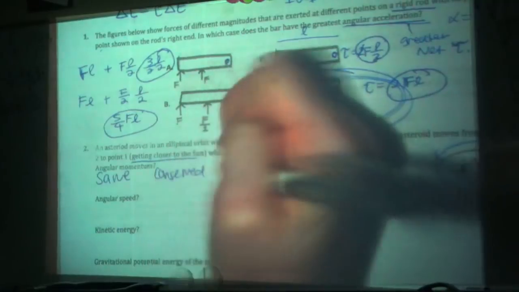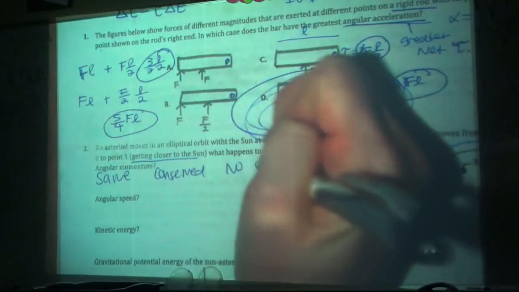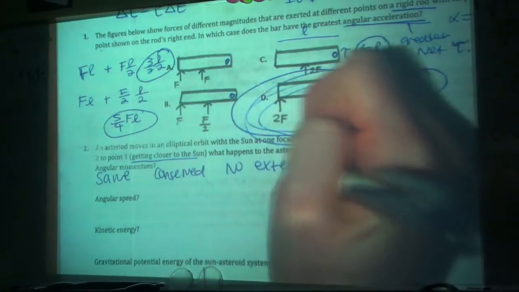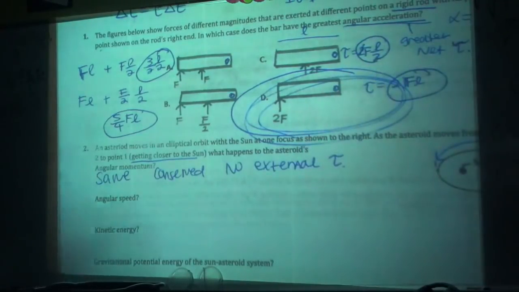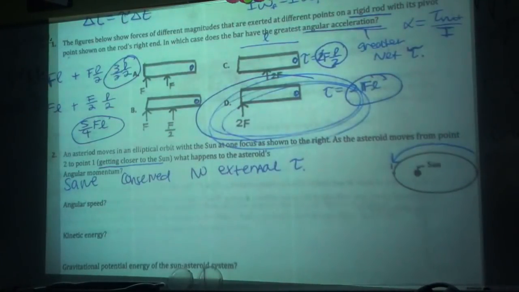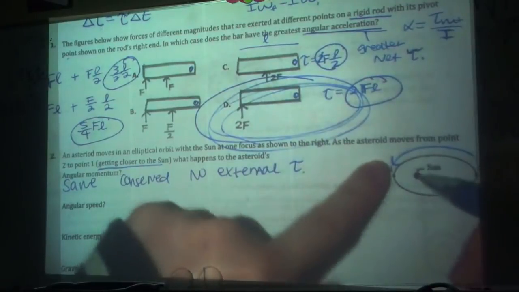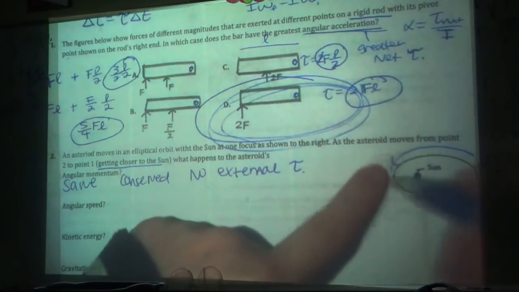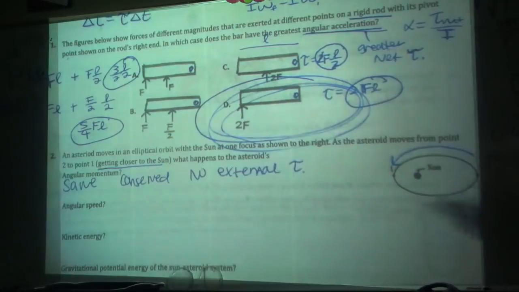So the angular momentum should stay the same because it is conserved. There's no external torque acting on the asteroid. And then for those of you wondering how you know there's no external torque, well, let's think about it. The only force is the force of gravity between them. And we know that the force of gravity always points into the center. So if your force of gravity is pointing towards the sun, and then your distance to the sun is your R, see how your R and your force of gravity would always be perpendicular?